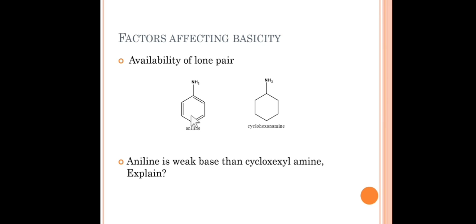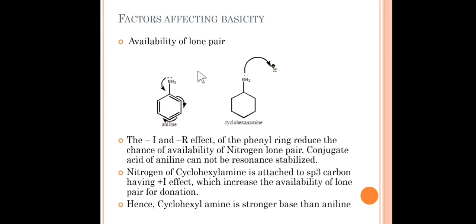So if we consider the lone pair on the nitrogen of aniline and the lone pair on the nitrogen of cyclohexylamine, we can see that the nitrogen lone pair of this benzene ring or phenyl ring has minus I and minus R effect. So this lone pair will be delocalized in the benzene ring, and hence there is less chance for the availability of the lone pair for donation. Whereas the nitrogen of cyclohexylamine is attached to the sp3 carbon having plus I effect, which increases the availability of the lone pair for donation.